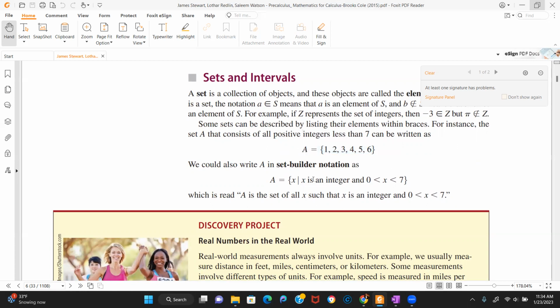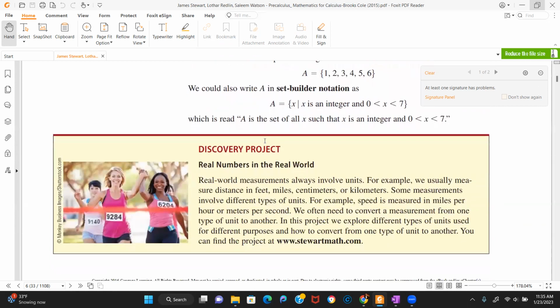So it's important that you have not only that x is between 0 and 7, but that x is an integer. Otherwise, you're not describing this set right here. So both conditions are important. It's important that you list all the conditions or properties which determine whether you belong to this set or not.